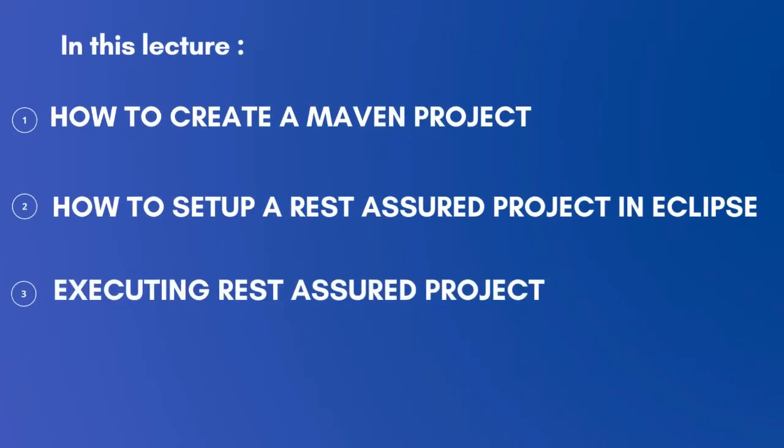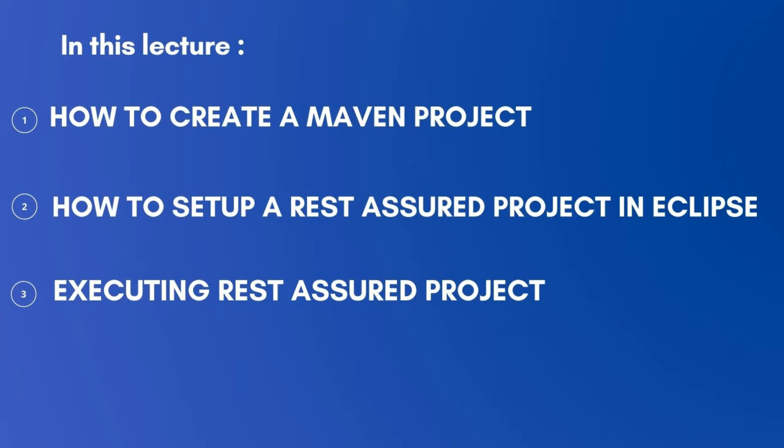In this lecture, you will learn how to create a Maven project, how to set up a REST Assured project in Eclipse, and how to execute the REST Assured project for API testing. First I will show you how to download and install Eclipse. Then I will show you which REST Assured dependencies are required to write the code of a REST Assured project or API test. And then we will show you how to execute a REST Assured project in Eclipse.